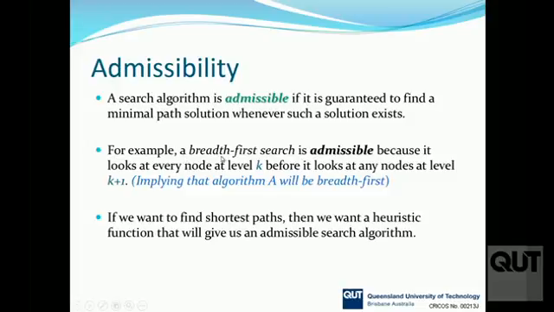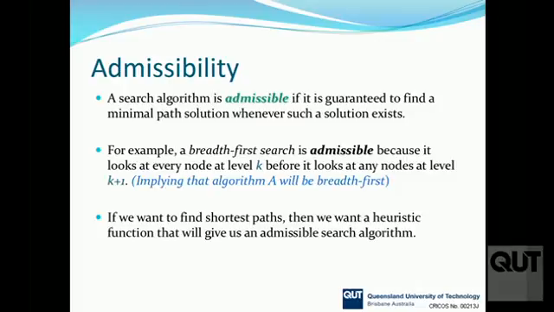Right, so as stated here already, a breadth-first search is absolutely admissible. As I pointed out, once we get to that level and we found this pathway, we don't have to look at all of these other nodes, so it's not a brute force search. And as stated there, it looks at every node at level k before it looks at every node at level k plus 1. So if we want to find shortest paths, then we want a heuristic function that will give an admissible search algorithm.